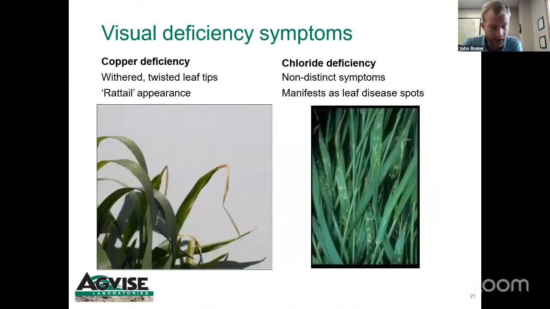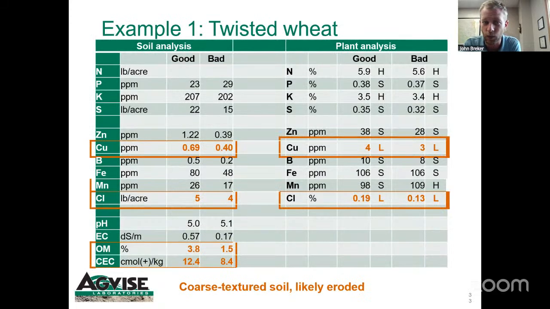You never know what you're going to be surprised by when you have a good and bad plant sample. In this example, I've highlighted the things that are different. What was principally different in the soil analysis was that copper was a little bit lower in the bad areas. Both areas had low chloride. Organic matter was lower, as was the CEC. This suggests a coarse textured soil, likely eroded, a little bit sandier, with low organic matter.